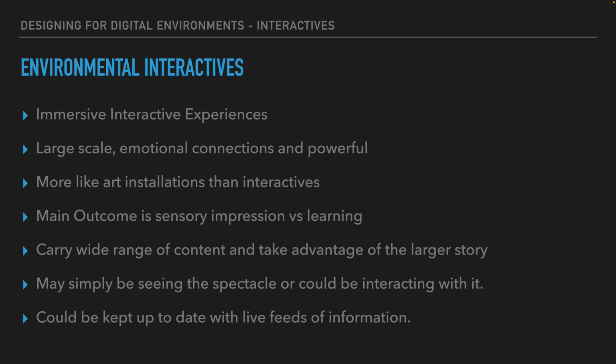Then we get into environmental interactives. These are designed to be immersive. When we're talking about immersive, we're talking about you being a part of it, so they tend to be really large scale. The goal here is to get us into those, so we're looking at an emotional response. They're also usually very powerful and have a really overarching message to them. That's because you're in it. You can start to show things from a scale standpoint.